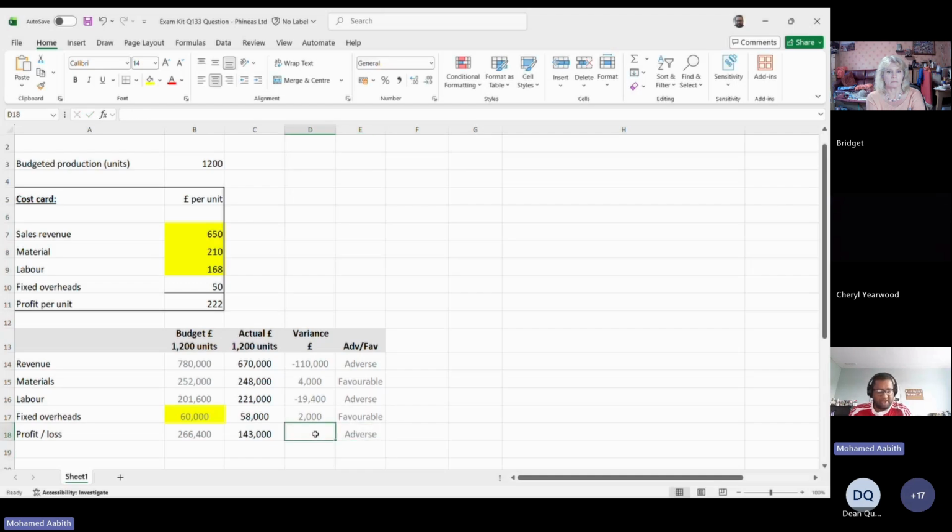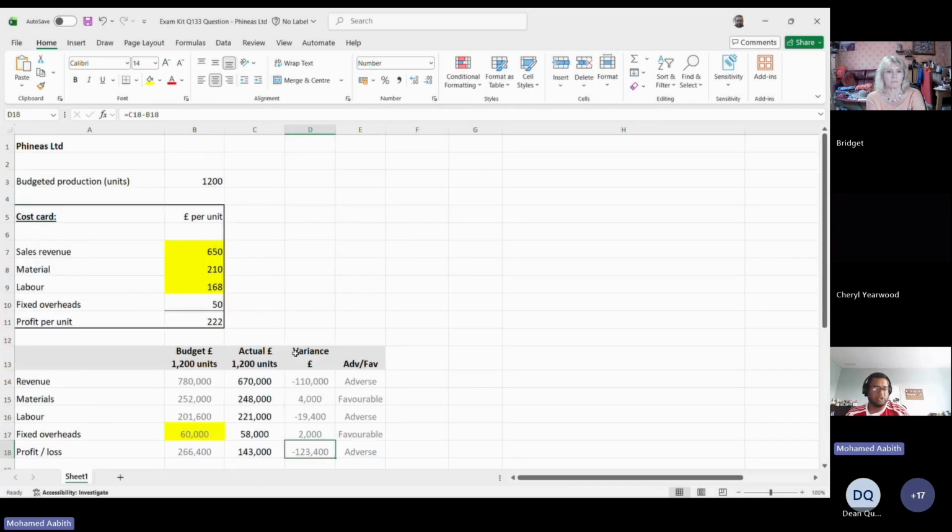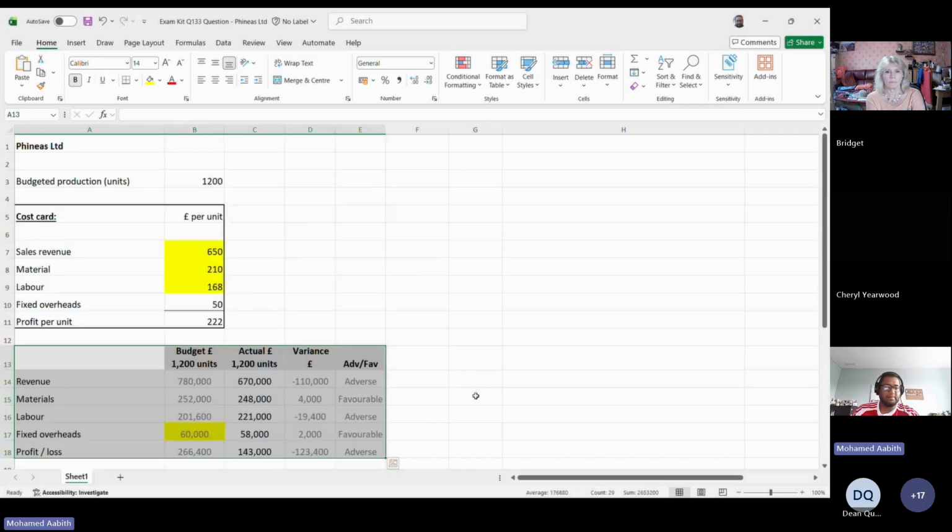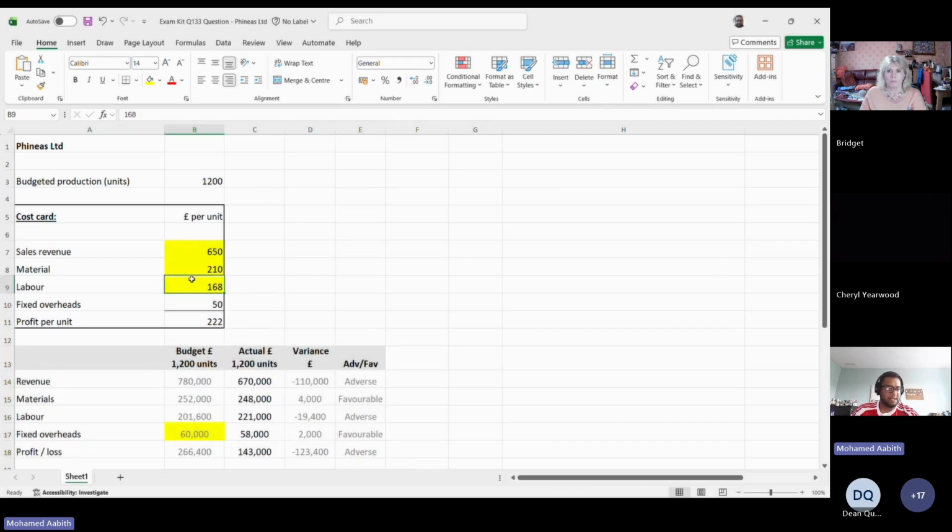And if I want to find the variance for this one, I'm going to say this minus that. So if you add all of those numbers, not plus or minus here, you add all the variances, you will get that number as your total variances as well. That is a good way of cross-checking. But what is the good thing about this question is they're using a cost card. When you do a cost card, you should be able to use that in the equation as a multiplication of those numbers against the production level. So that is also good.